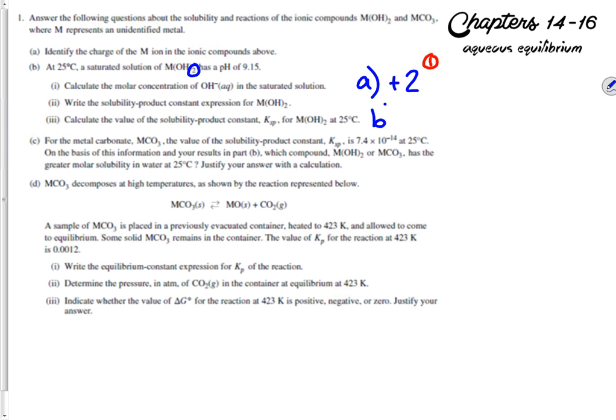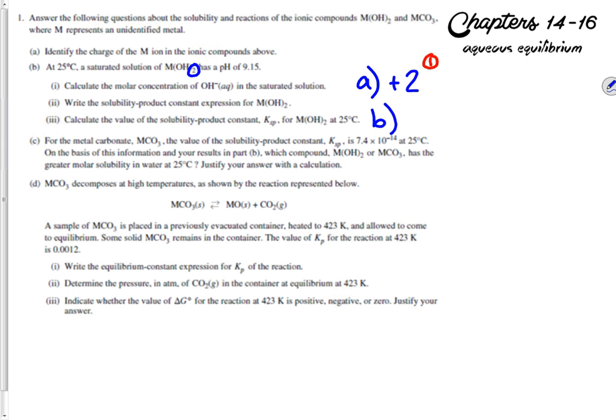All right. Letter B. At 25 degrees, the saturated solution of MOH2 has a pH of 9.15. Calculate, so I and double I, triple I. Love them. I, calculate the molar concentration of OH minus in the saturated solution. Reminder, whenever you're given anything about pH, it can tell us H plus or OH minus. So what is the first thing, though, I need to think? There's 2 ways you can always do this in pH problems. But what's your first thought?